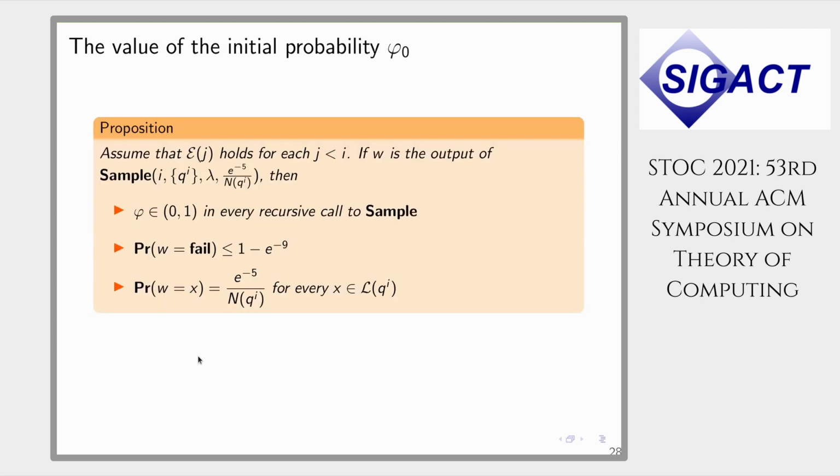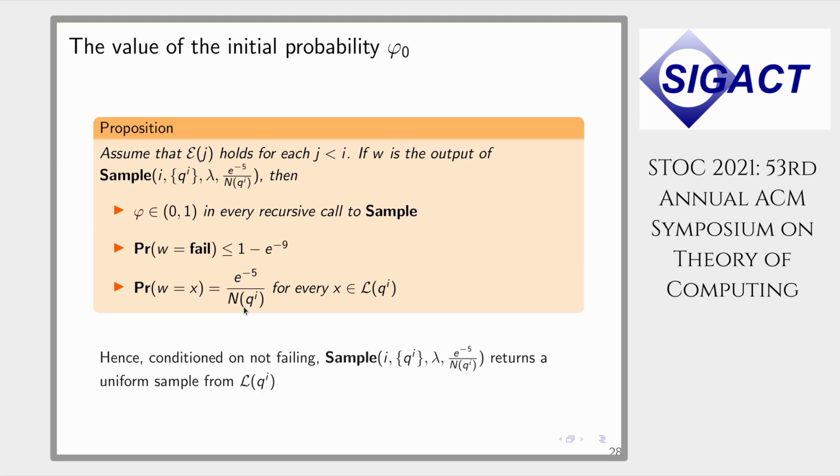What this tells you is that, assuming this E sub j holds for each j smaller than I, if W is the output of this call to sample, then with the probability that is used so that all calculations work, I mean, all the phi's that you use are between 0 and 1, so you have probabilities. You will have a constant probability of failing, and the probability that W is equal to X is going to be the same for every X in this set. So conditioned on not failing, the sample returns a uniform sample from this set.